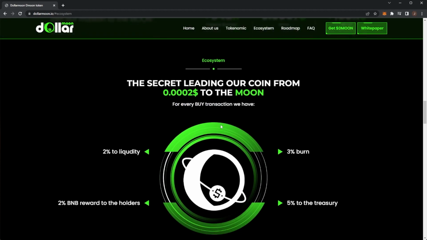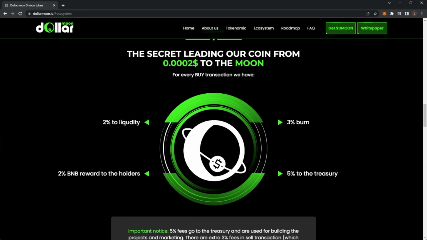So for every buy transaction, 2% goes to liquidity, 2% goes to BNB rewards to the holders. So that is how you can earn your passive income through the Dollar Moon token. Every single time somebody buys Dollar Moon, you get a split of 2% of those transaction fees. 3% of it goes to burns and 5% to the treasury. So of course, you earn BNB by holding the DMoon token, but also with more buys coming in, burns are increased, etc. You can also earn just from the price appreciation.